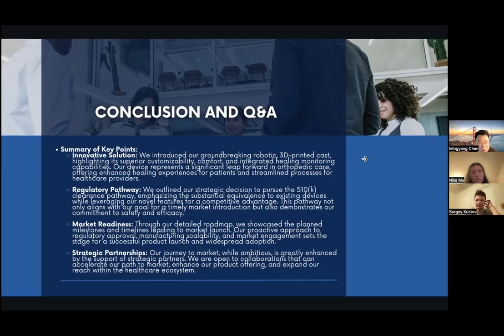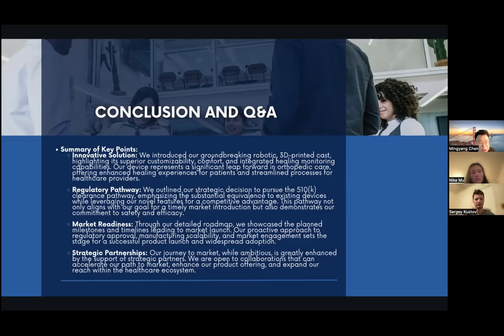And third is market readiness. Through our detailed roadmap, we showcase the planned milestones and timelines leading to market launch. Our proactive approach to regulatory approval, manufacturing scalability, and market engagement sets the stage for successful product launch and widespread adoption.